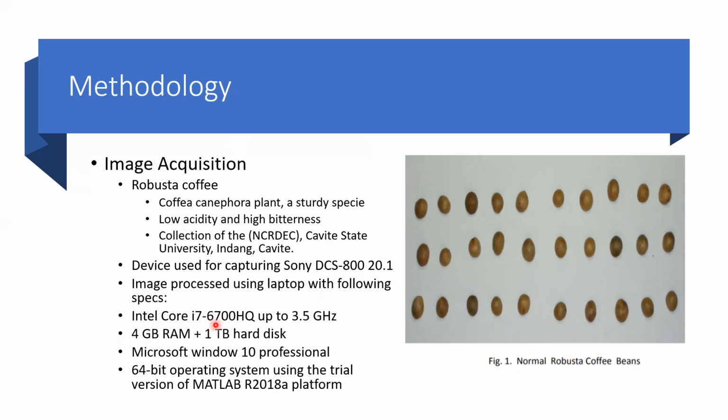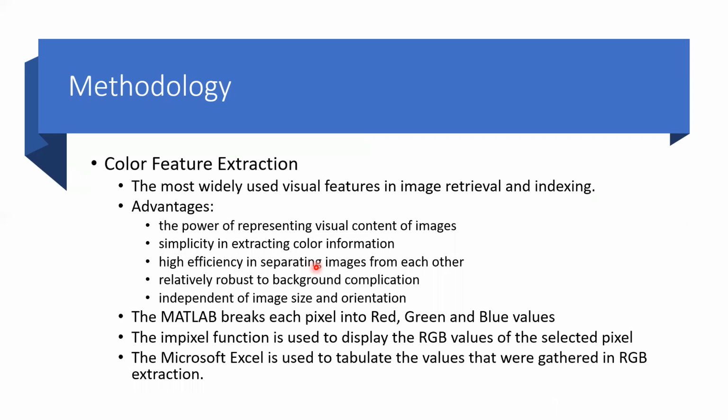We can see Intel Core i7 6700 up to 3.5 gigahertz and 4 GB RAM plus 1 TB hard disk and Microsoft Windows 10 Professional 64-bit operating system, using the trial version of MATLAB 2018a platform.